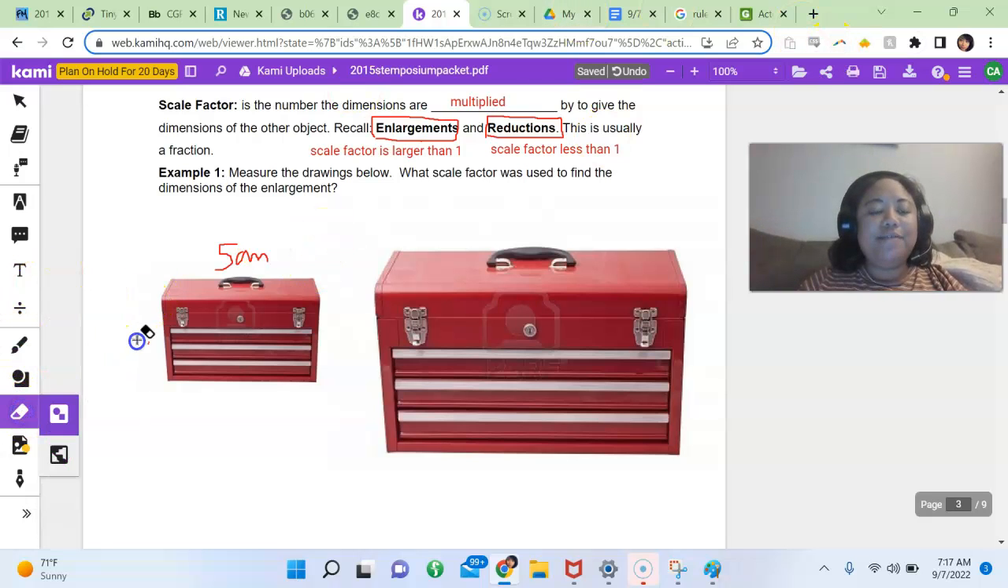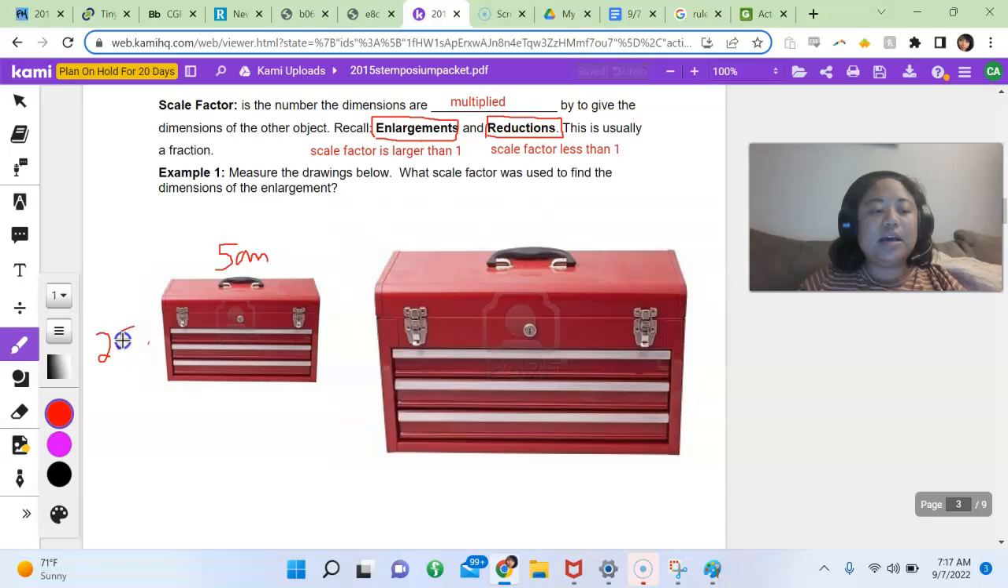So after you have found the sides of the small box, you're going to go ahead and find the sides of the big box. So again, take your ruler, find the sides of the big box. So pause the video, do the same thing to the big box.